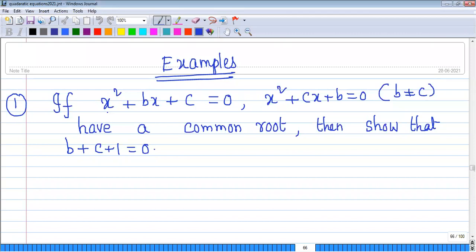If x square plus bx plus c is equal to 0 and x square plus cx plus b is equal to 0, b does not equal c, have a common root, then show that b plus c plus 1 equals 0.